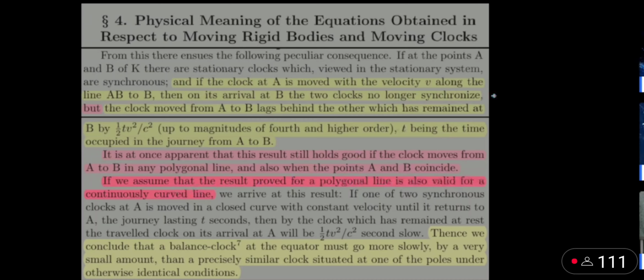So, quick question for the lads. A continuously curved line that has a point A and B that coincides is otherwise known as a circle. Oh, got it. Nailed it. Nailed it. I notice he uses the word if a lot.